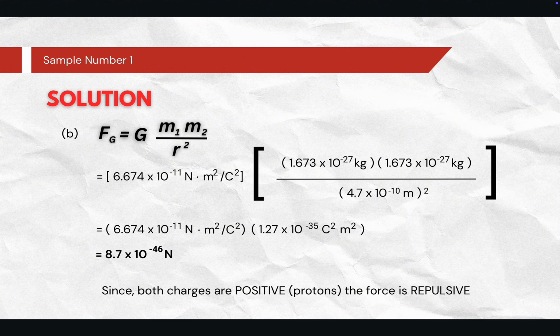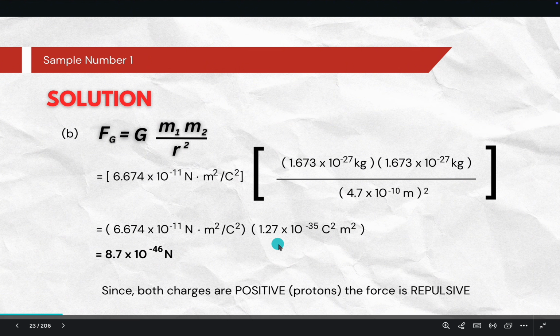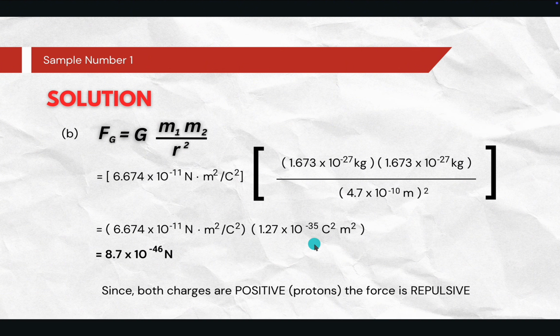Then, multiply lang natin yung dalawang mass ng proton. Then, i-over natin dun sa distance ulit squared. So, ang magiging answer nitong nasa right side, yung naka-bar, is 1.27 times 10 raised to negative 35 C squared over m squared. Then, i-times natin dun sa gravitational constant. May equivalent kasi yung gravitational constant, so ito, 6.674 times 10 raised to negative 11.